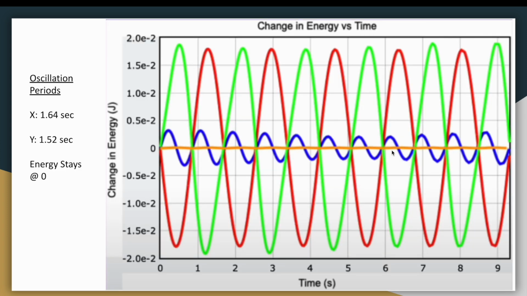Here is the result of our graph, and this graph shows the different changes in energies. You can see the oscillation period for the X value was about 1.64 seconds, whereas for the Y value, it was about 1.52 seconds. And you can notice that the orange line, which represents energy, stays at 0, which makes sense, right? Because our system included everything.